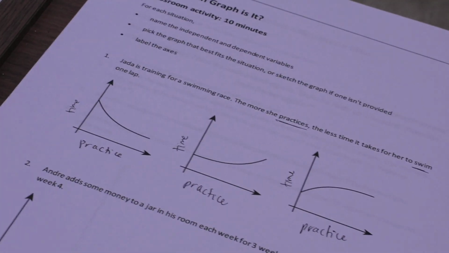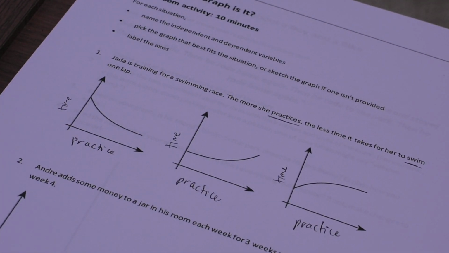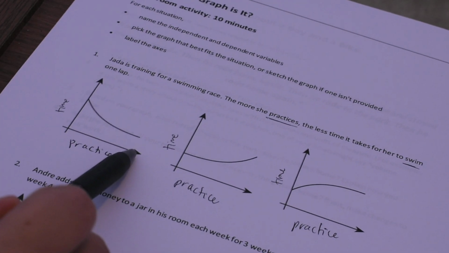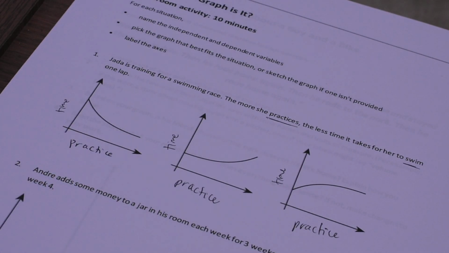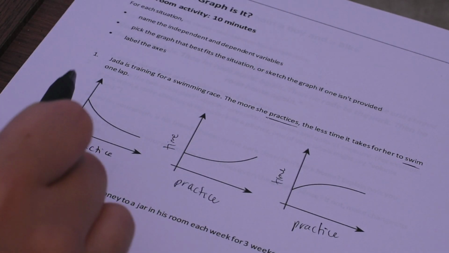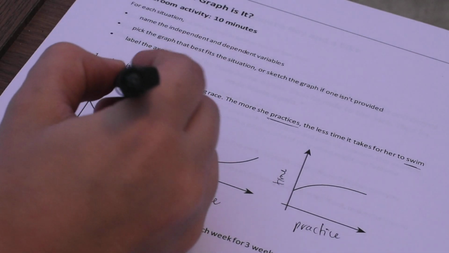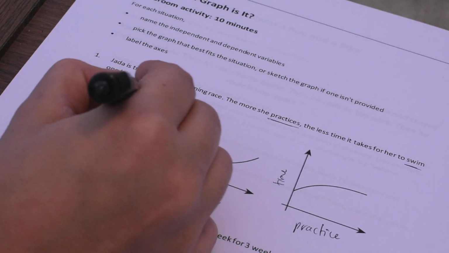So again, we have to interpret the graph. So Jada is training for a swimming race. The more she practices, the less time it takes for her to swim. So we should have a graph that's going down, right? This graph, it says, okay, if she doesn't practice at all, this is how much time it takes. The more she practices, the more it's going down. So this graph seems to represent the situation.